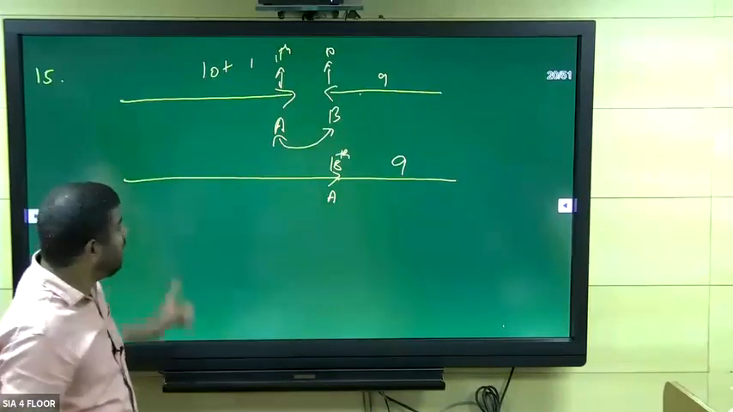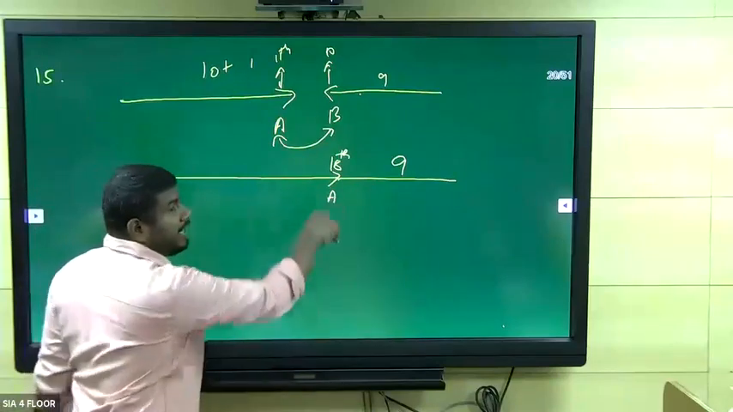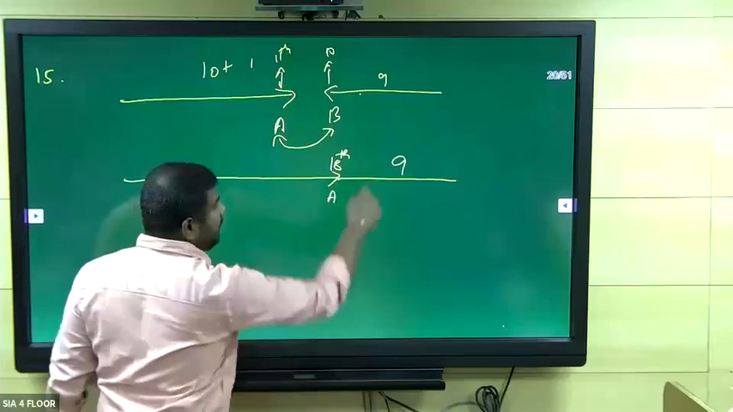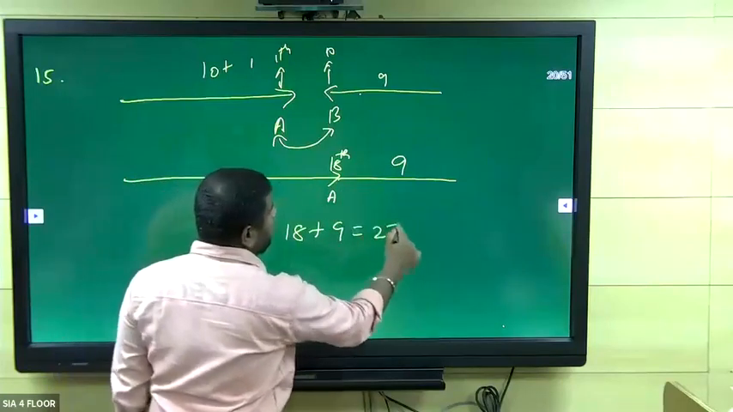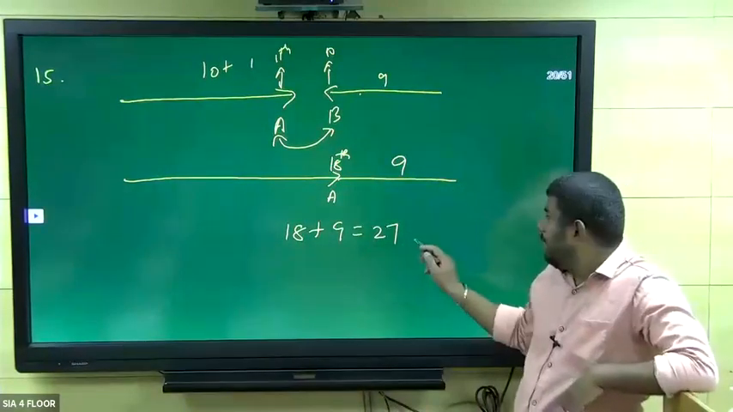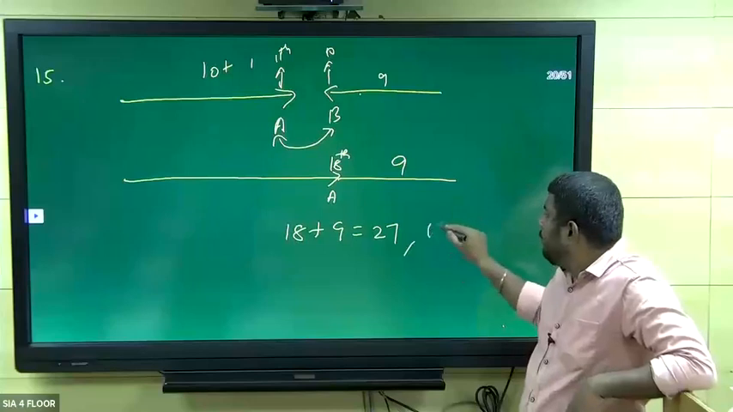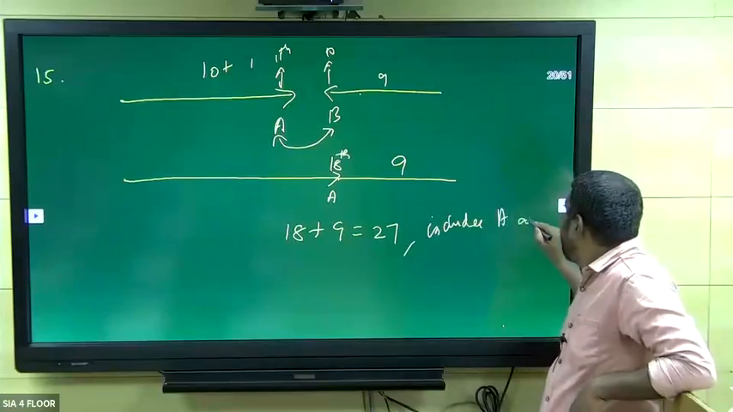Now tell me how many persons are there totally. So A is in the 18th position, so here 18. How many persons are there? 9. So 18 plus 9, 27. So totally 27 persons are there, which includes A and B.